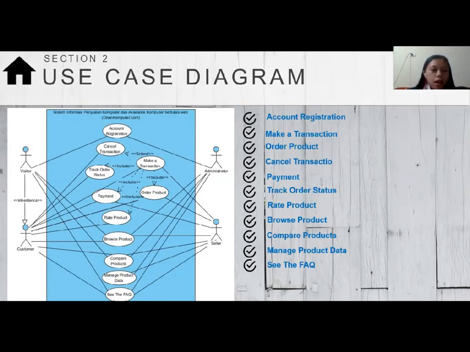We can see that the make a transaction use case has a relation with cancel transaction, track orders, payment, and order product. This relation is include. And then the actor administrator can interact with use cases account registration, browse product, compare products, manage product data, and see the FAQ. And then the last is seller, who can interact with use cases make a transaction, order product, payment and track orders, and then browse product, compare product, manage product data, and see the FAQ.